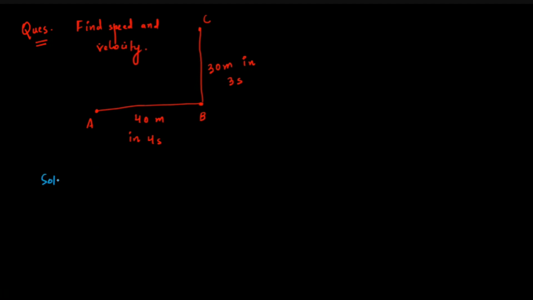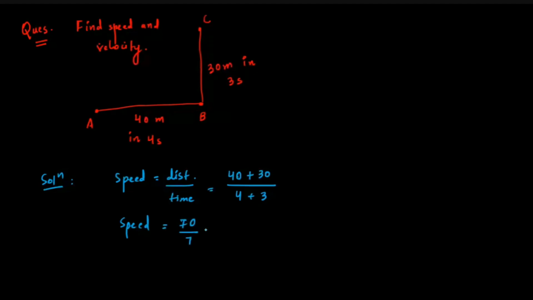So speed is distance over time. What is the total distance covered in this process? It can be 40 plus 30. And the time taken by the particle is 3 plus 4. Speed is 70 by 7, which is 10 meters per second. Whereas velocity is going to be displacement over time, 50 over 7.